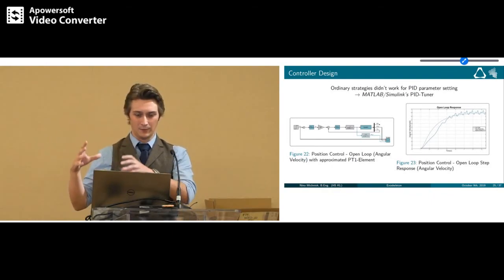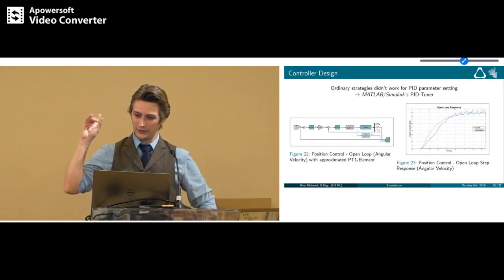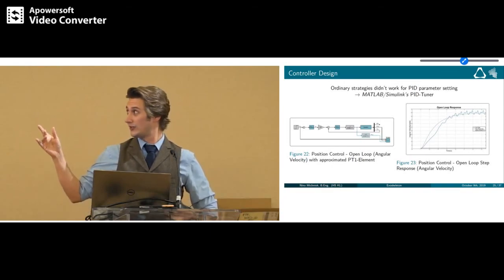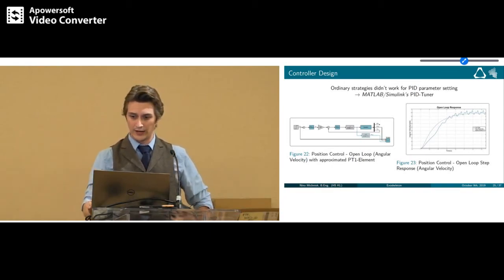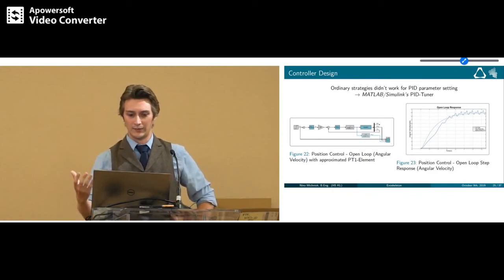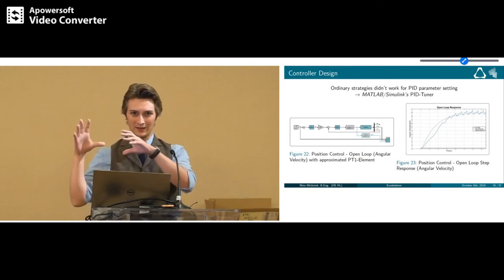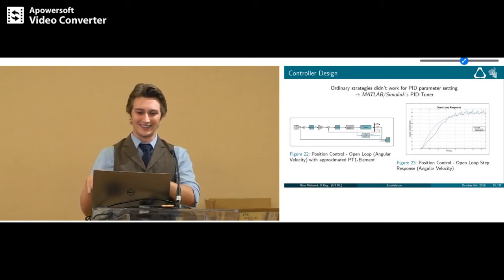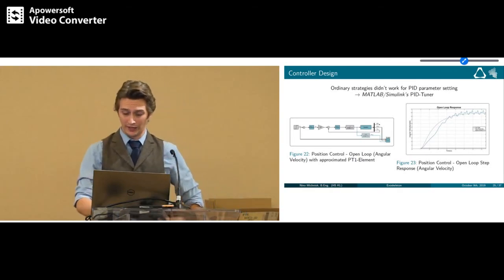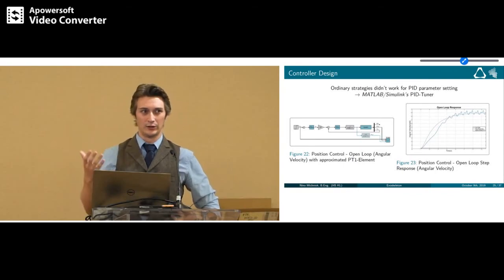import the multibody system into Simulink. So what I did is I used a unit step as an input, recorded the step response, which you can see in blue in the right figure, and approximated it by a PT1 element. I could then rebuild this approximated system in Simulink to use its PID tuner. This worked really quickly and gave some really great results for the parameters.